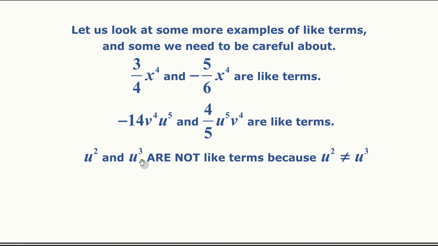Here we have two terms that are not alike. Even though they may kind of look alike, they're not, because u squared and u cubed are not the same thing. Just consider regular numbers. Is 3 squared the same as 3 cubed? Of course it's not. 3 squared is 9, 3 cubed is 27. So these two would not be considered like terms.